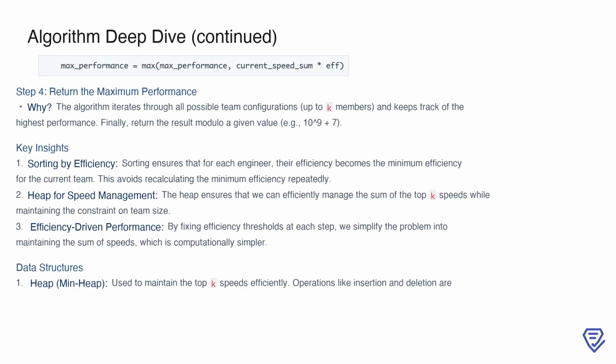The performance calculation is straightforward. We multiply the current speed sum by the efficiency of the engineer currently being processed. After iterating through all the engineers, we return the highest performance value we encountered, modulo a given value, typically 10 to the power of 9 plus 7, to handle potential overflow.